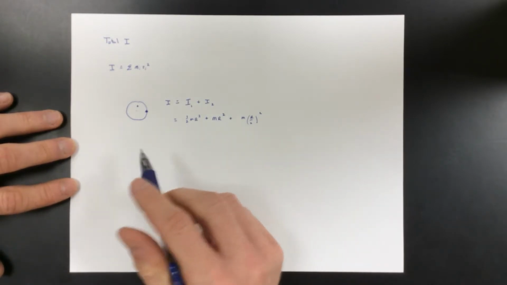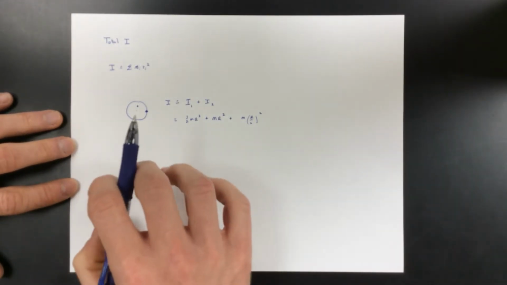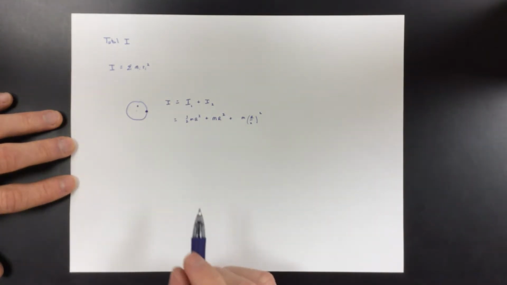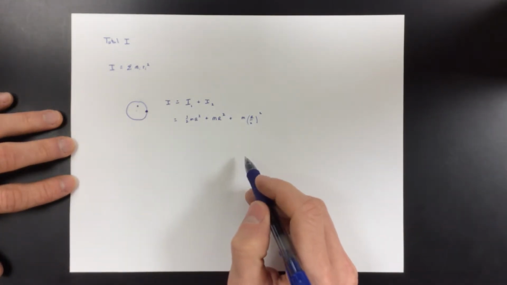The other thing we want to look at, again, so we have the moment of inertia of all our objects. We have the moment of inertia if we move the pivot using the parallel axis theorem.